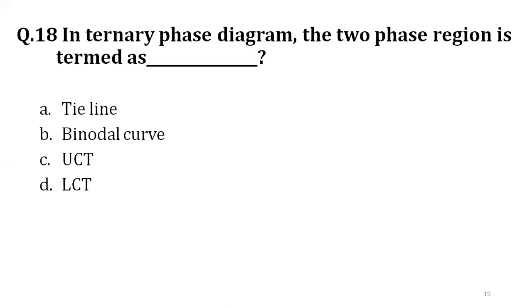Question 18. In a ternary phase diagram, the two-phase region is termed as: A tie line, B binodal curve, C UCT, and D LCT. As discussed in the previous question, the area in a ternary phase diagram representing the two-phase system is called the binodal curve.